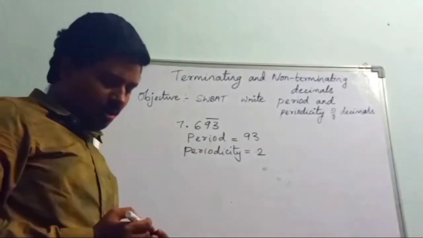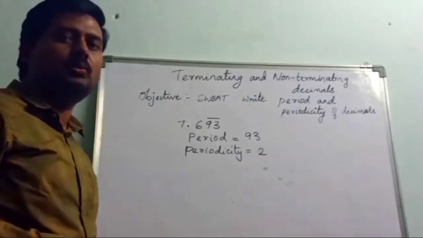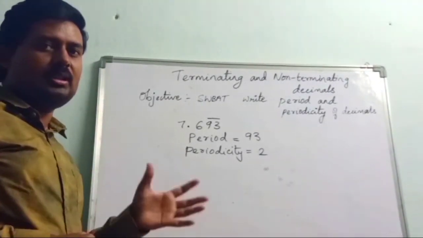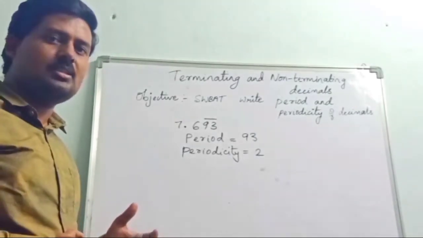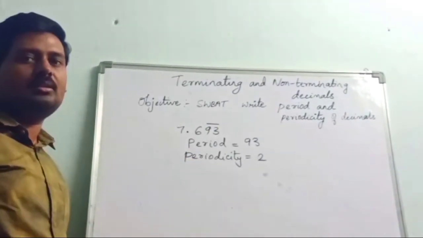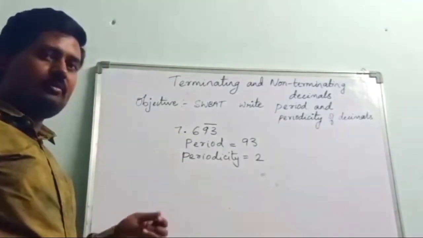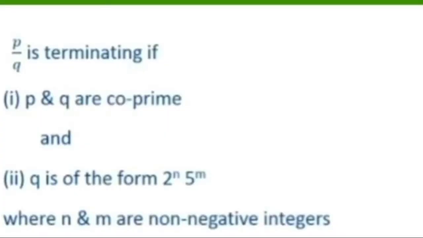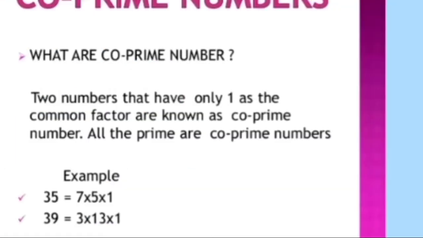Now there is one more small rule with which we can tell whether it is a terminating decimal or a non-terminating decimal without actually dividing the number. What is that? We will try to see it. The rule says the rational number p by q terminates if p, q are coprime numbers. Coprime numbers are the numbers which have 1 as their HCF, as you can see in this slide. Or in other words, numbers having only 1 as their common factor are called coprime numbers.